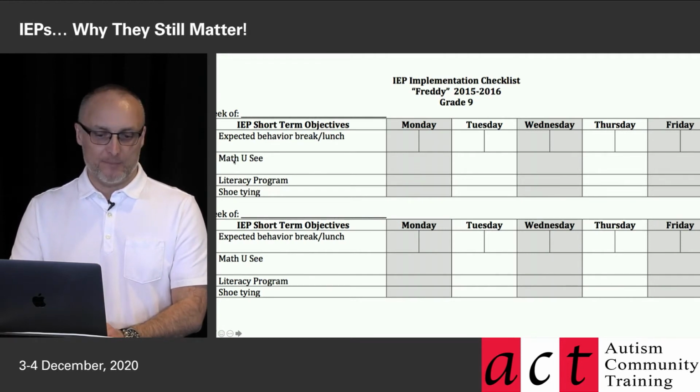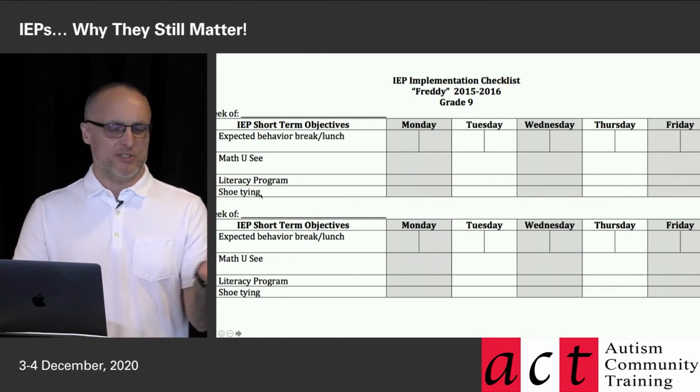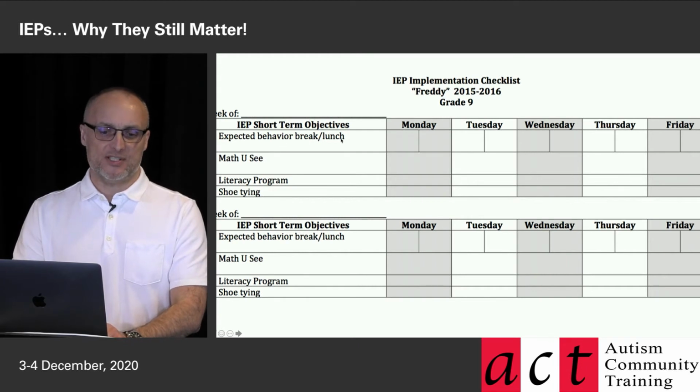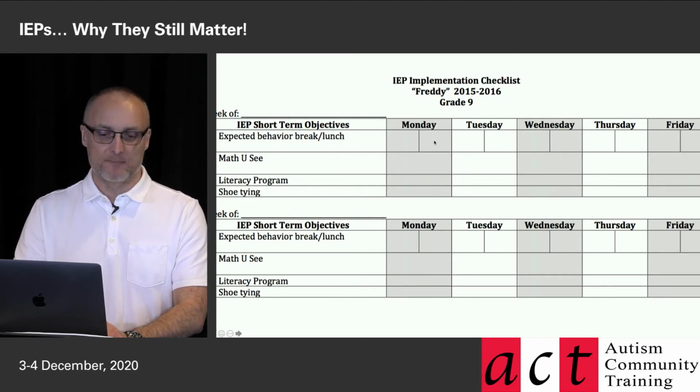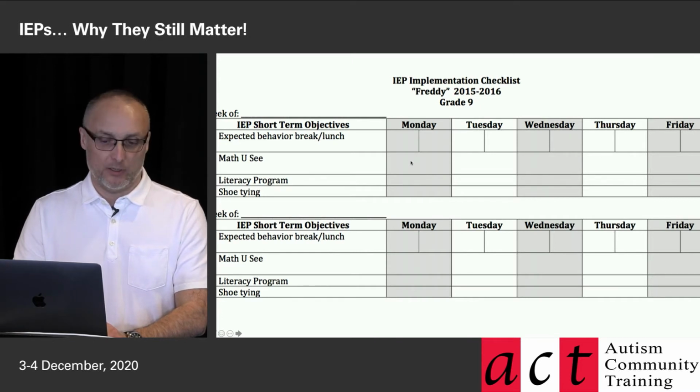Doing his math program, his literacy program, and this student, even though he was fully integrated in grade 9, didn't know how to tie his shoes, so we're teaching him to tie his shoes. And so you can see the break and lunch. There's room for taking data, both break and lunch, 2 boxes. And then for Math UC, they would be recording the lesson that they're working on. And the literacy program, either data is collected here or a check mark to show that they worked on it.